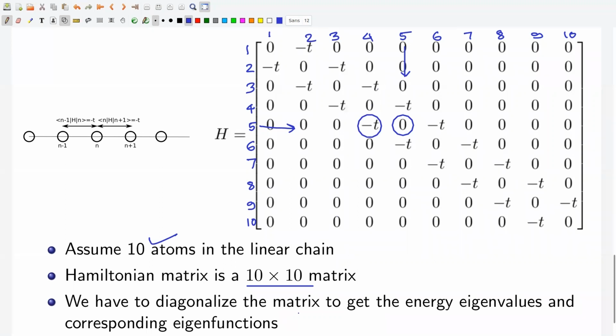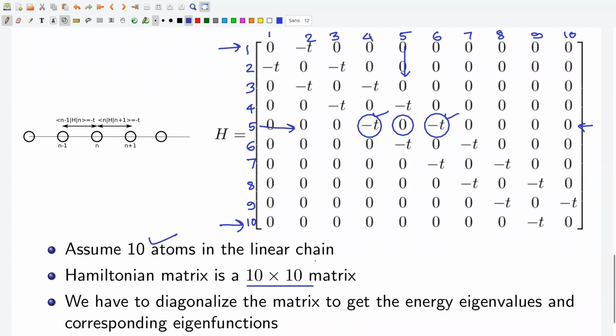Similarly, atomic orbital of the fifth atom overlaps with the atomic orbital of the sixth atom. That is why this term is non-zero. The atomic orbital of the fifth atom is not overlapping with any other atom. That is why the rest of the terms are zero in this row. Thus, in each row, we have two non-zero terms. The only exception is the first and last row.